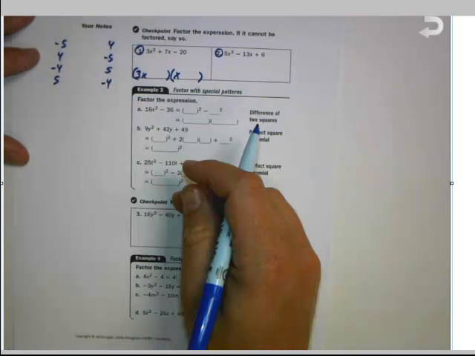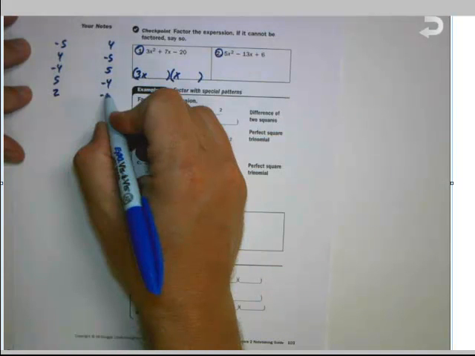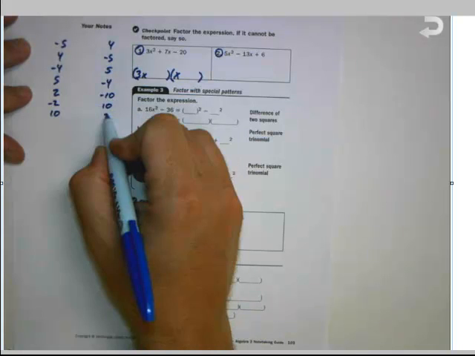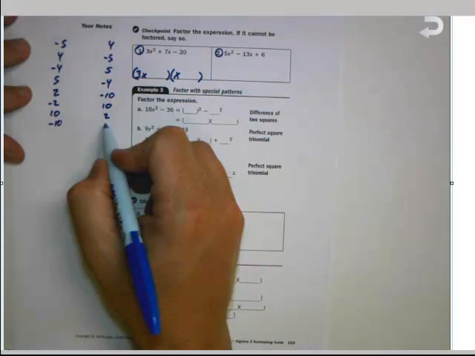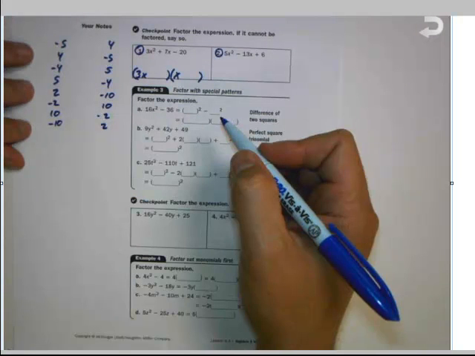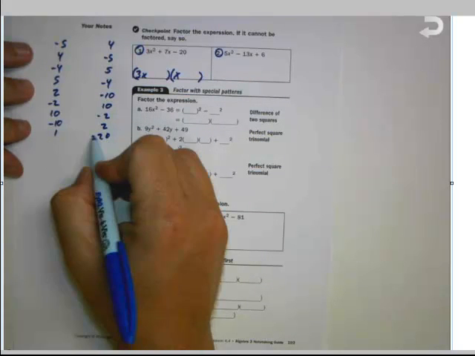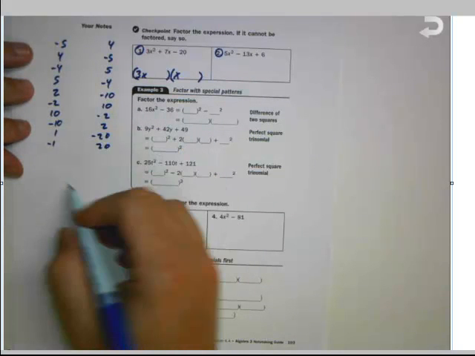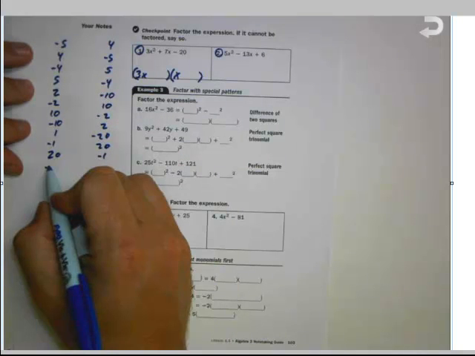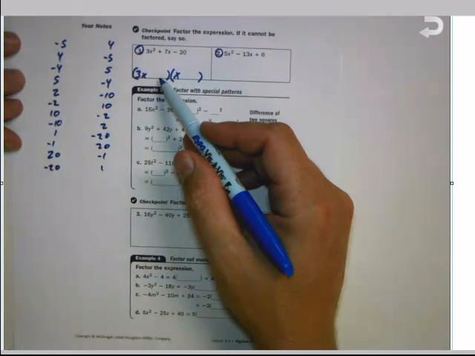So those are all different possibilities for 20, on top of 2 and negative 10, negative 2 and positive 10, 10 and negative 2, negative 10 and positive 2, plus 1 and 20, 1 and negative 20, negative 1 and positive 20, 20 and negative 1, and negative 20 and 1. All of those possibilities for my answer here.